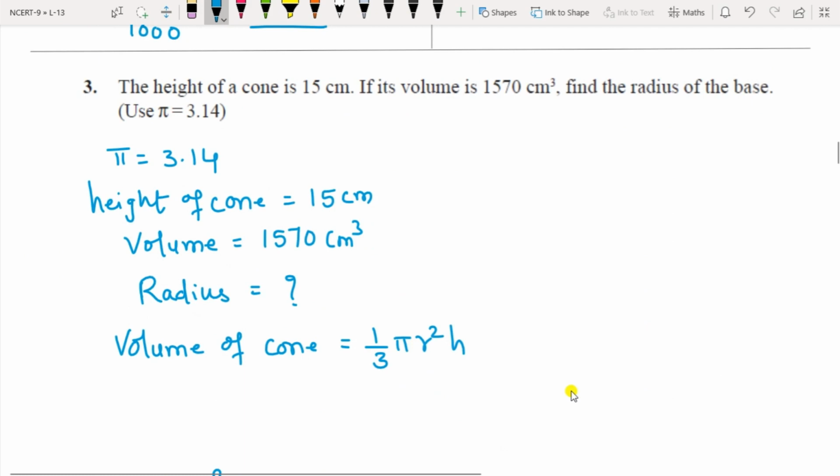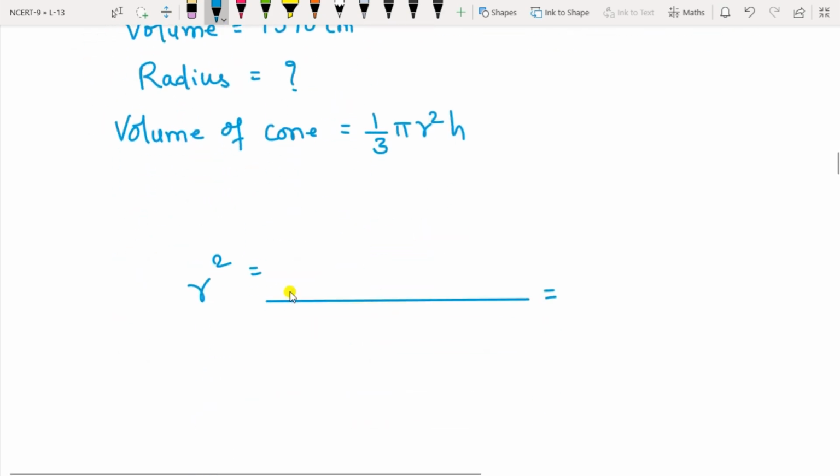Question 3 is, the height of a cone is 15 centimeter. If its volume is given as 1570 centimeter cube, you have to find the radius of the base, and see here pi value is given as 3.14. So pi is 3.14, height of the cone is 15, volume is given 1570, you need to find radius. Now substitute the values here. 1570 equals 1 by 3 into 3.14 into r square, and h is 15.